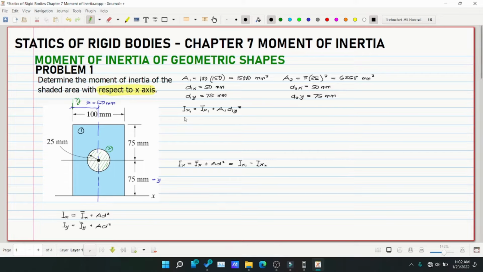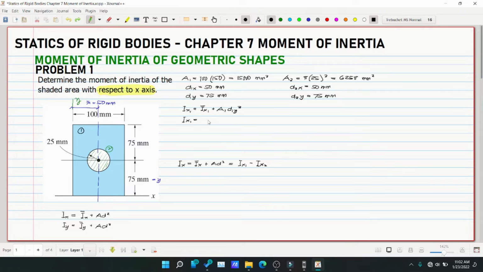So, ano ba ang Ix bar ng area 1? This is a rectangle, di ba? Ang Ix bar niya sa table is bh cube over 12. So, ang base natin, since ang ating rectangle ay nakaganito, at ang kinukuha natin is Ix, ibig sabihin, lahat ng nakahiga para sa x, yun yung base. Lahat ng nakatayo, yun naman ang height. Take note natin yun. Mamaya marirealize nyo yun kapag nagpunta na tayo sa y.